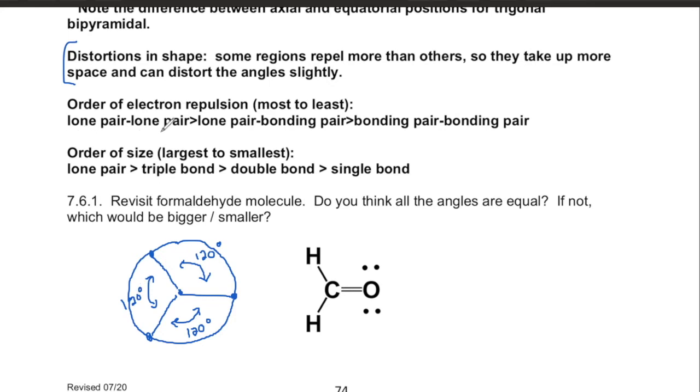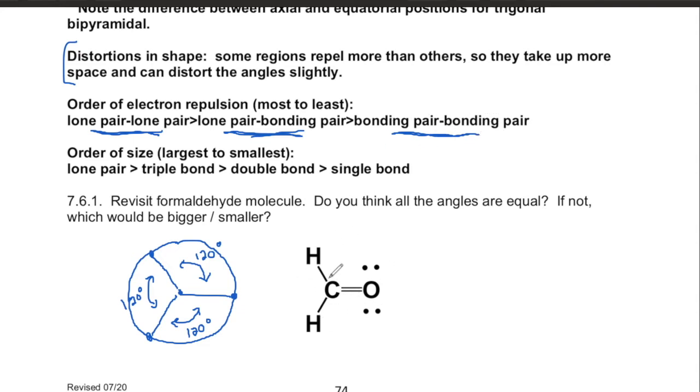However, if something is a lone pair instead of a bonded atom, it's going to repel more than repulsion between a lone pair and a bond. So lone pairs are going to repel each other the most. Lone pairs and bonds are going to repel a little bit less. And then bonds are going to repel less than that.